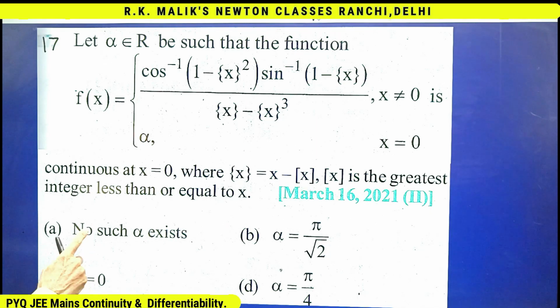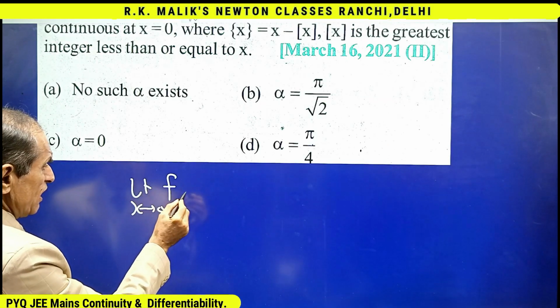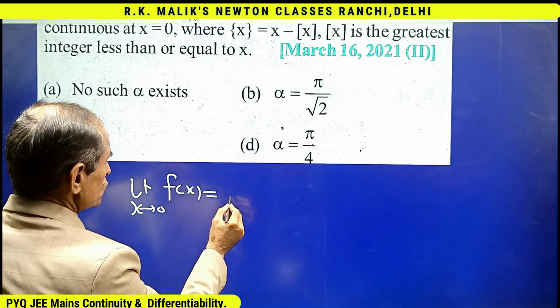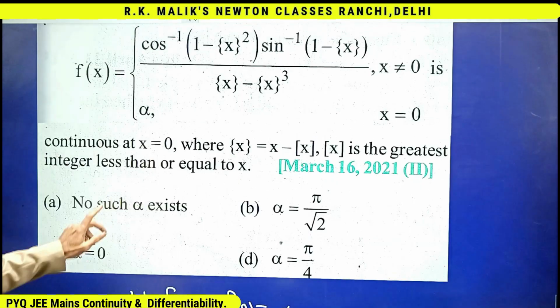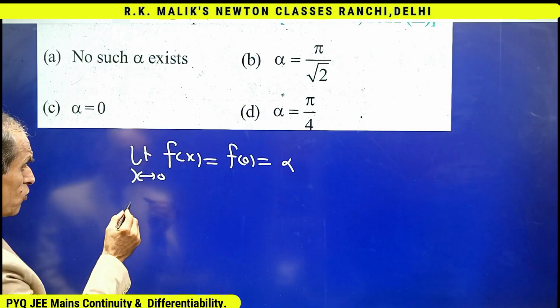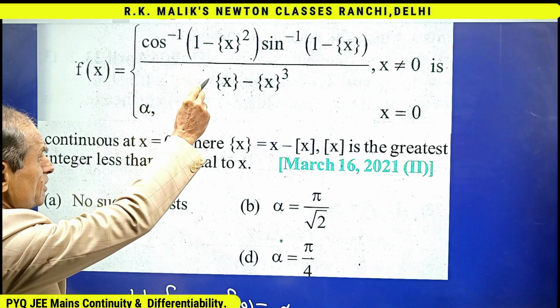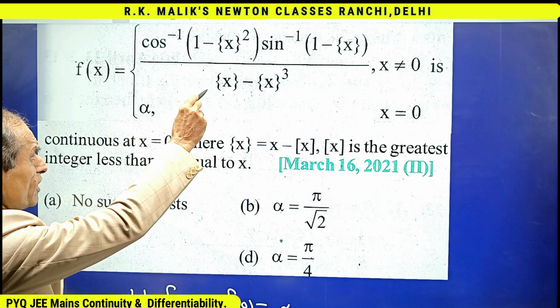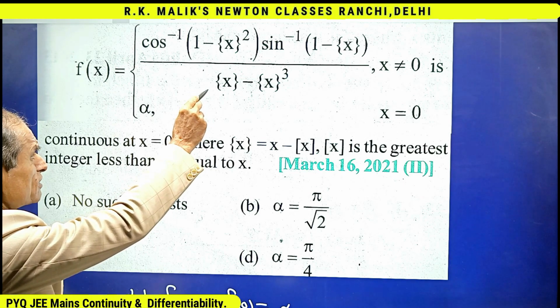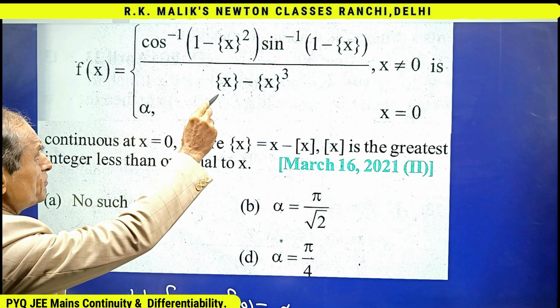Obviously, for the function to be continuous at x equal to 0, limit x tends to 0 of f(x) should be equal to f(0), which is alpha as given here. And now, because in this question fractional part of x has come, and we know that in the questions where fractional part of x comes or box x comes, we should find left hand limit and right hand limit both.